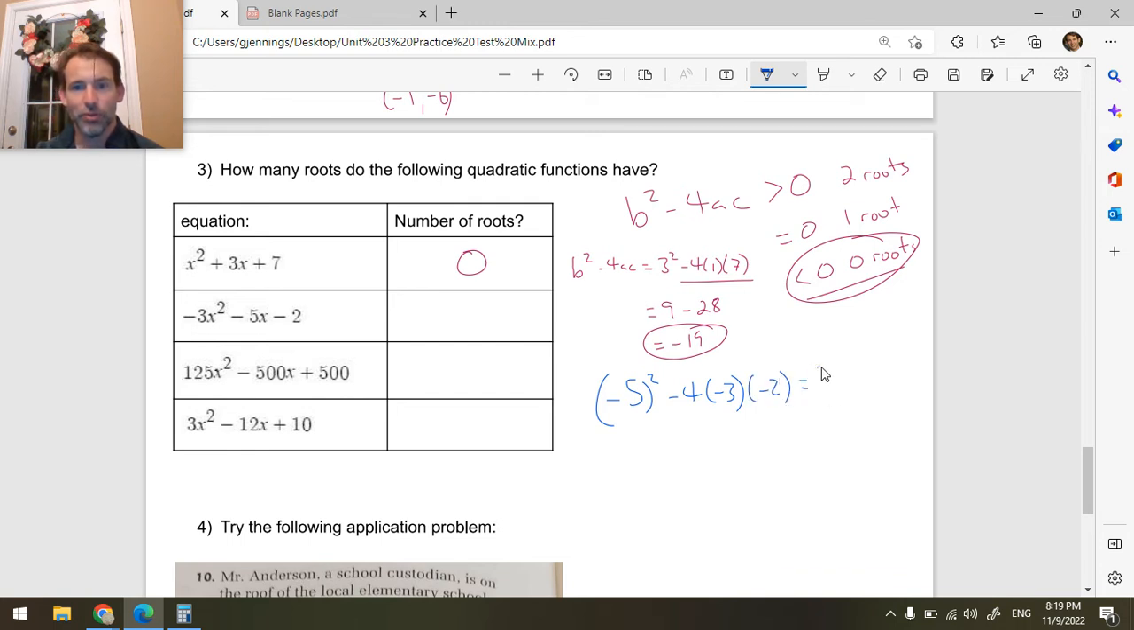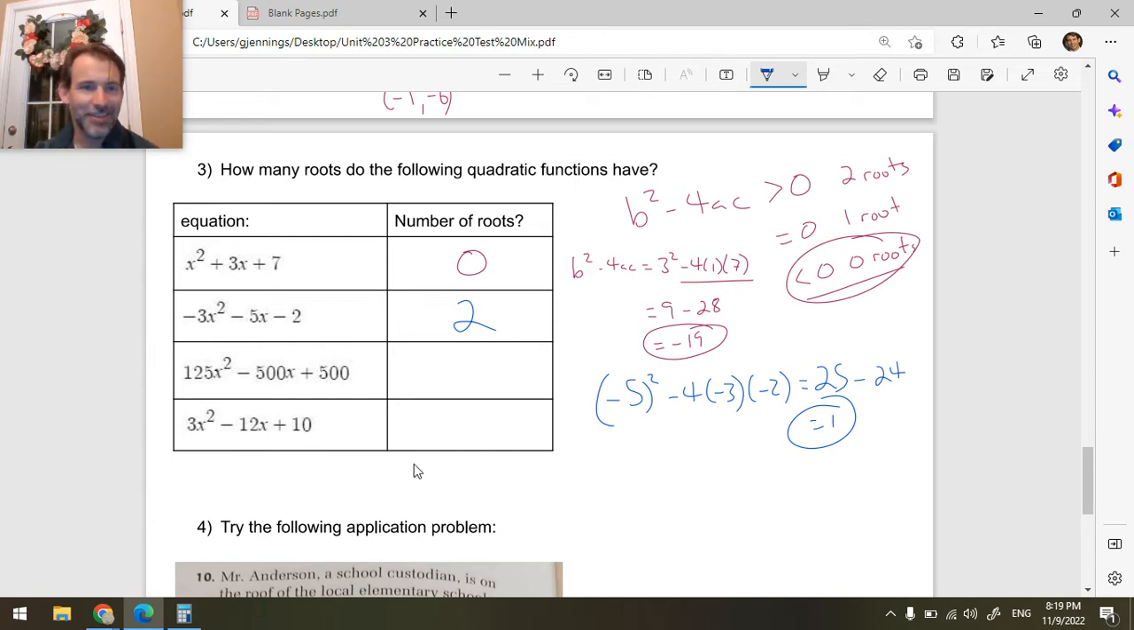Okay, and that's equal to 25, which is negative 5 squared, positive 25. Negative 4 times negative 3 is positive 12. Positive 12 times negative 2 is negative 24. So this is equal to 1. 1 is greater than 0, so this has two roots.